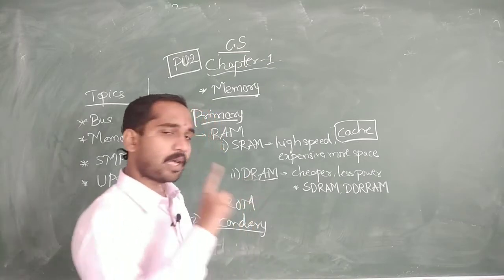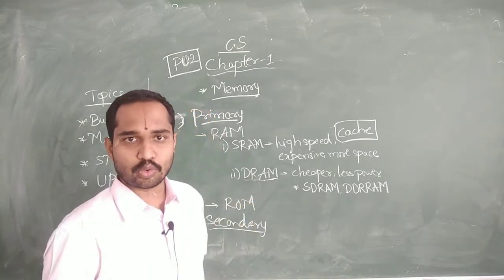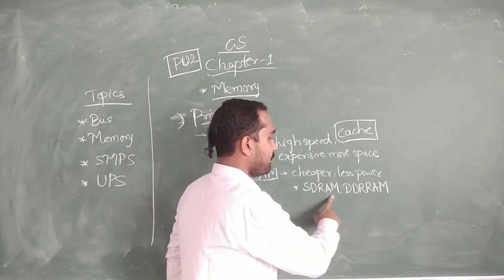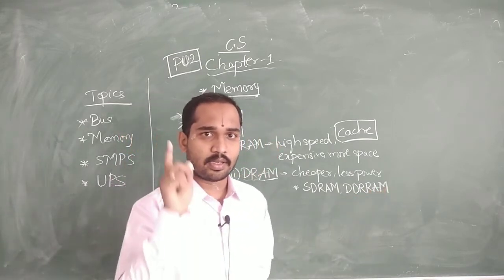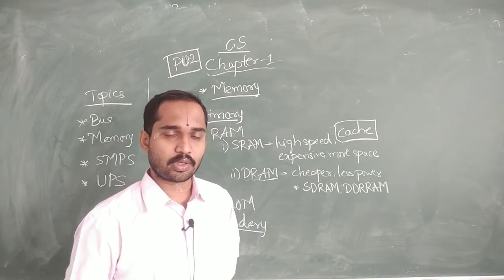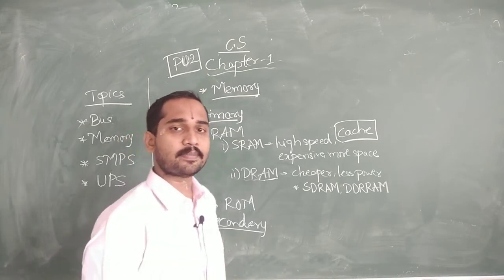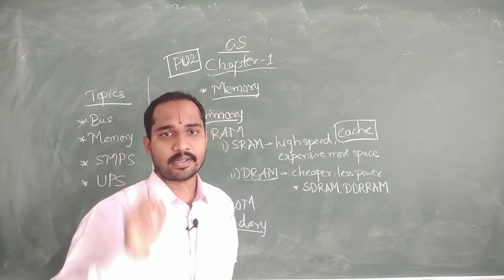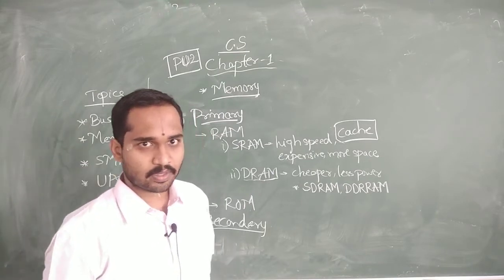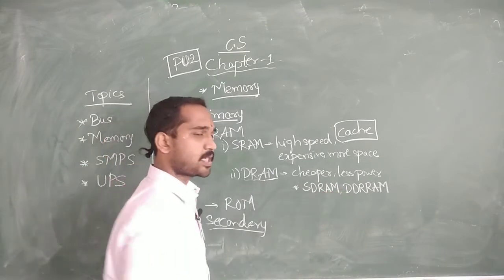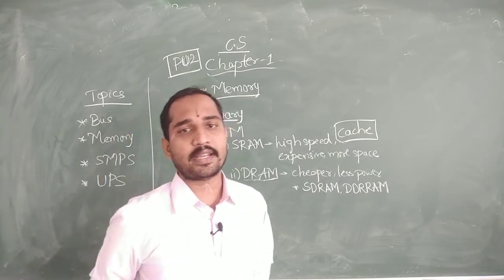Your dynamic RAM again is divided into two types: SDRAM and DDR RAM. Here, as I have said, the full forms are very important. Please take it down. SDRAM stands for synchronous dynamic RAM, synchronous dynamic random access memory. And DDR RAM stands for double data rate random access memory.